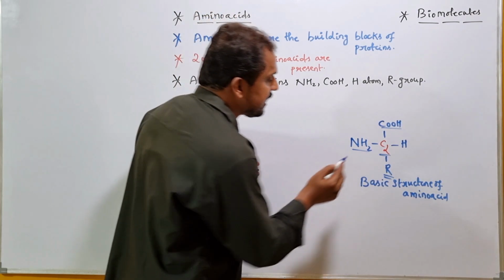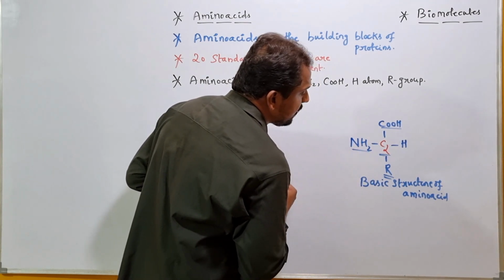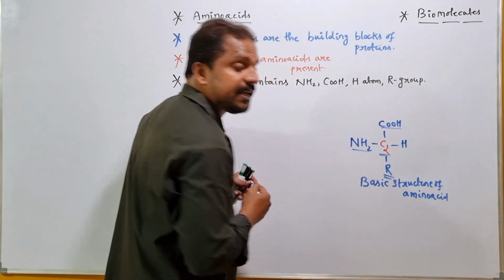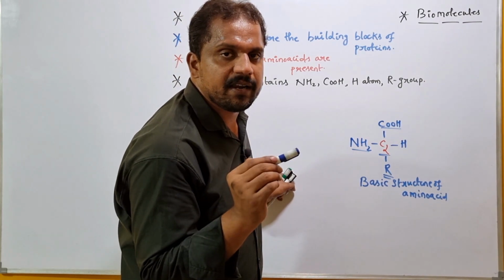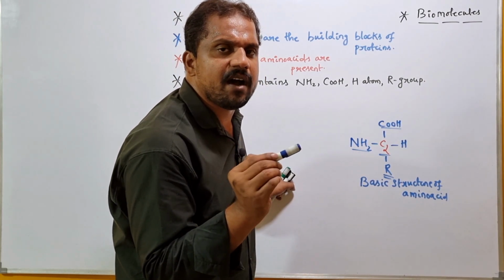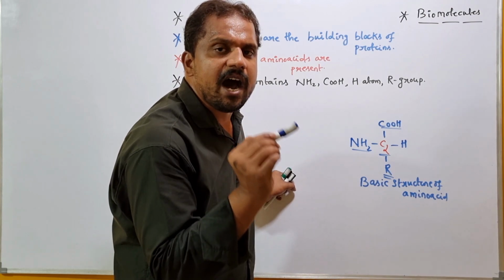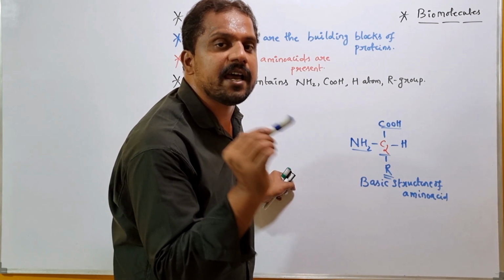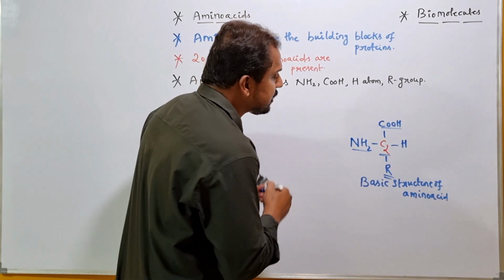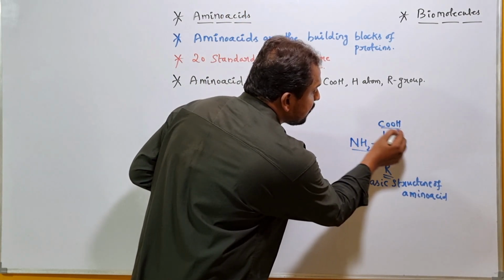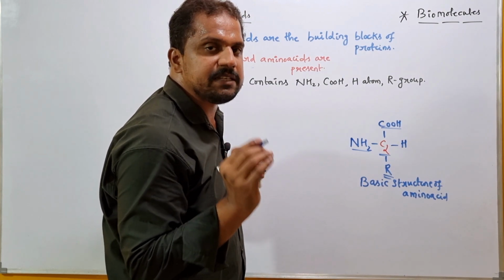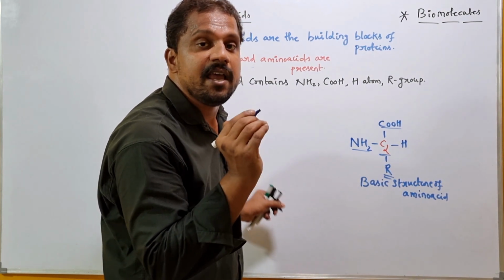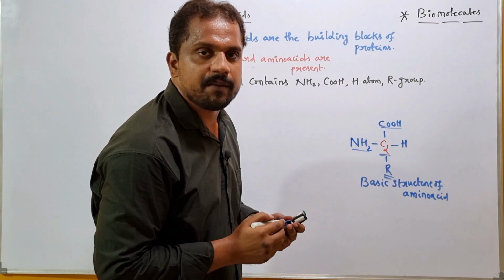Is it clear? The specific carbon atom which is observed in case of the amino acids is termed as alpha carbon or chiral carbon or asymmetric carbon. Why is it termed so? Because the specific carbon atom is in association with 4 different valency positions. So that is the reason it is termed as chiral carbon or asymmetric carbon.